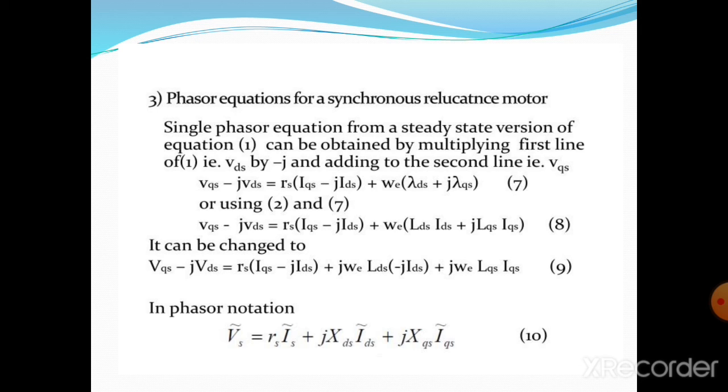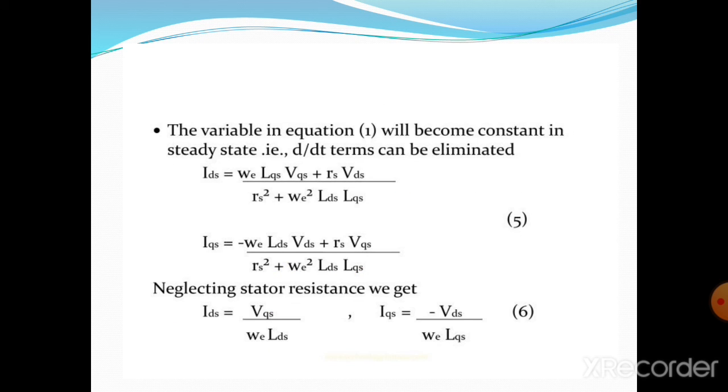And next one is phasor equation of synchronous reluctance machine. In this equation, we multiply the first line of VDS by minus j and add the second line VQS. We get the equation 7 and 8. The final in phasor notation, Vs vector is equal to Rs into Is vector plus j into XDS into IDS vector plus j into XQS into IQS vector. Already I told Rs is the stator resistance.